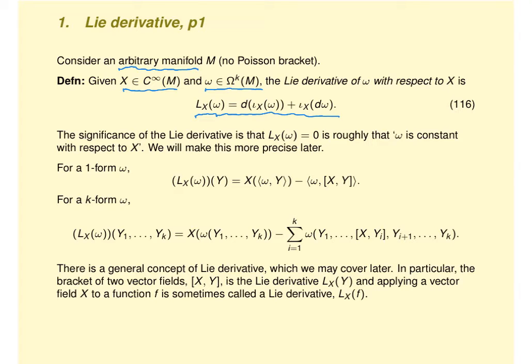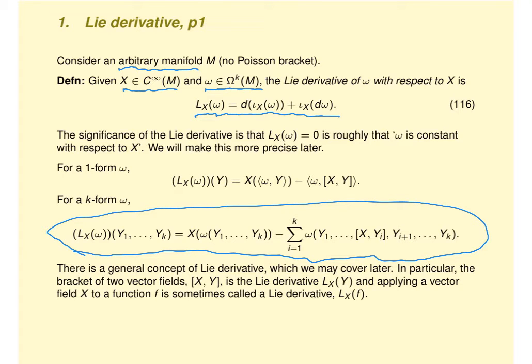And if you look down at the bit lower, I've written out the explicit formula for L_X omega applied to k vector fields Y1 up to Yk. And it's a good exercise to go from 116 down to this formula here that I've circled. The first thing that you might want to do is the case of one forms, which is this formula in the middle. L_X of omega for one form applied to a vector field Y is like that.